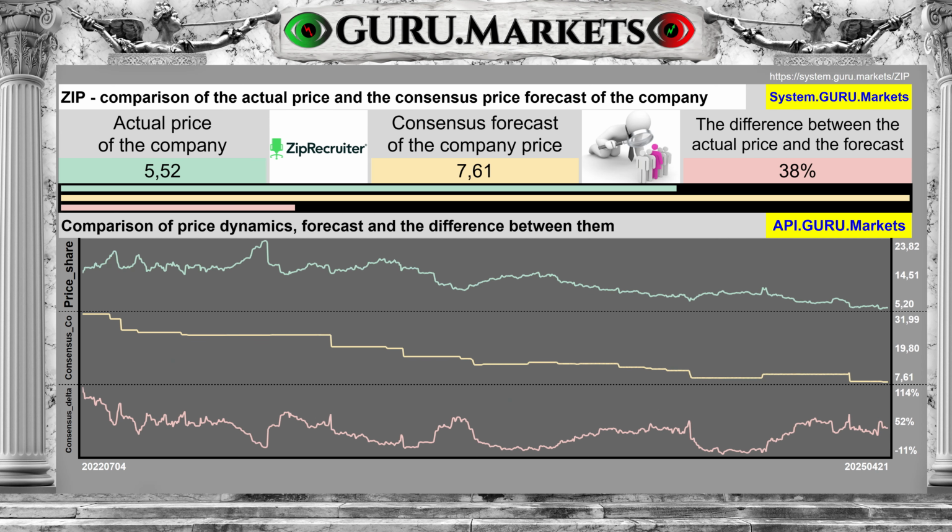The actual price of the company's shares is approximately $5.52. The consensus price estimate for the company's shares is approximately $7.61. The difference between the current price and the consensus forecast is approximately 38%.